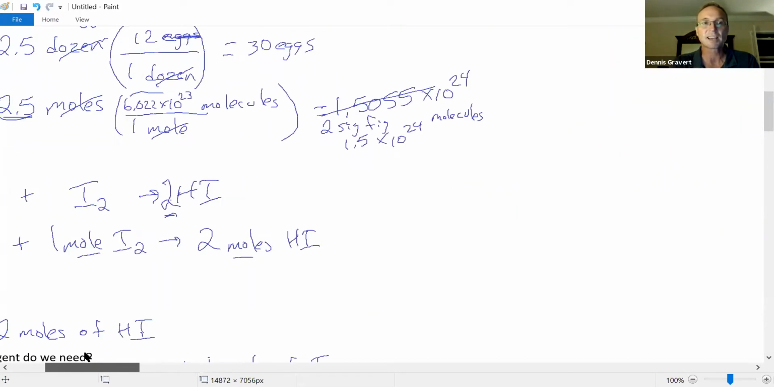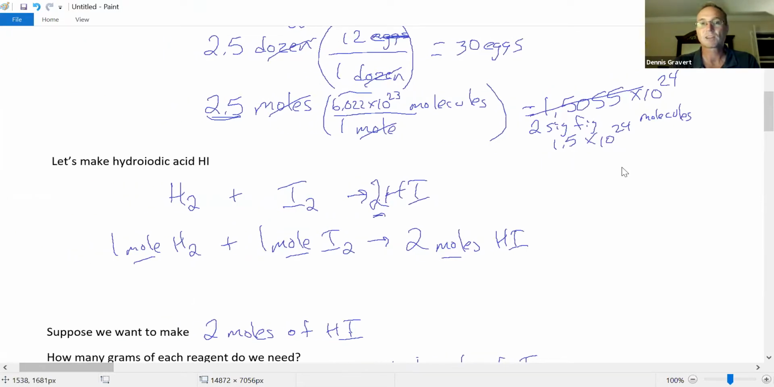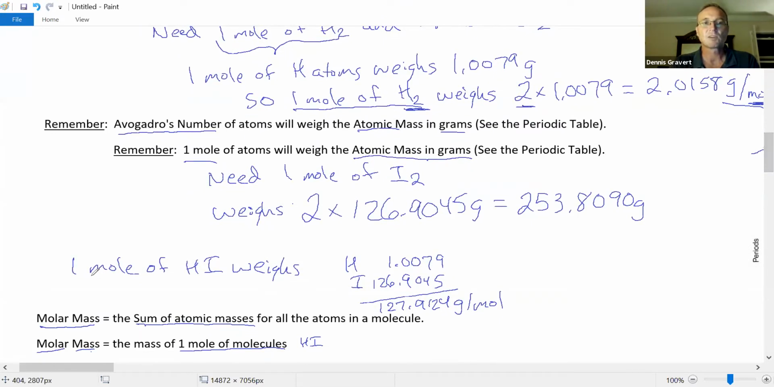We actually calculated that, didn't we? Let's look around until we find it. There it is. 1 mole of HI weighs, well, go to the periodic table, grab the weight of hydrogen, 1.0079, grab the mole of iodide, 126.9045, add them together, and there is the molar mass of HI, 127.9124.